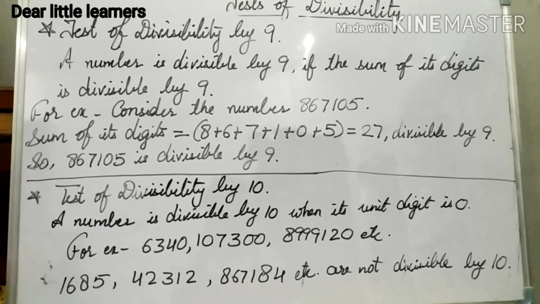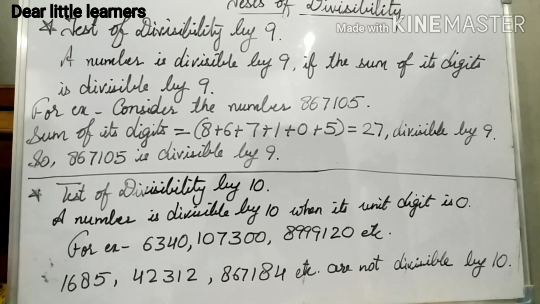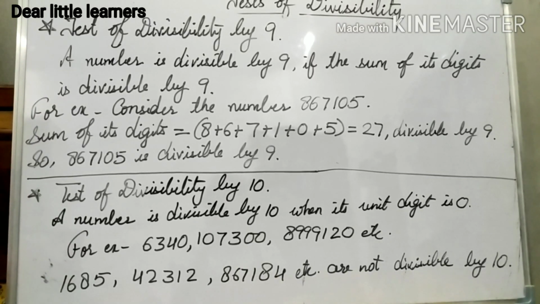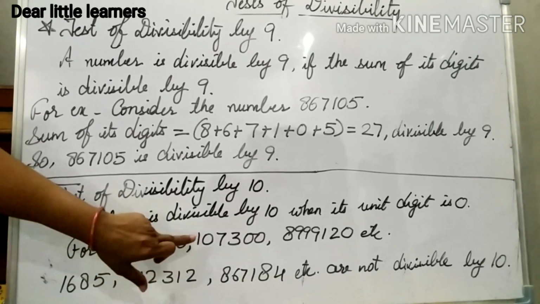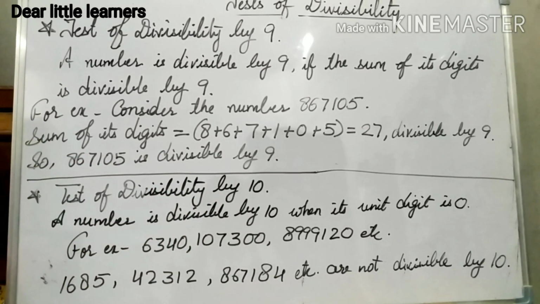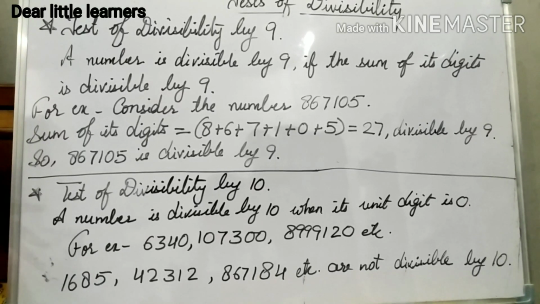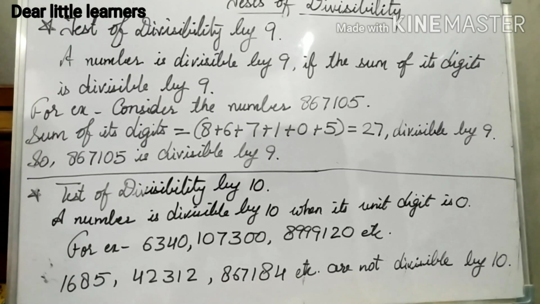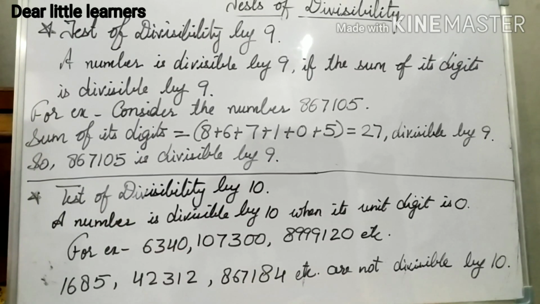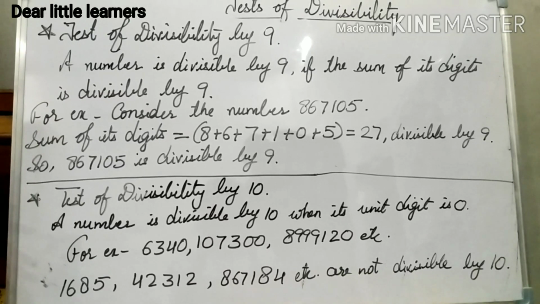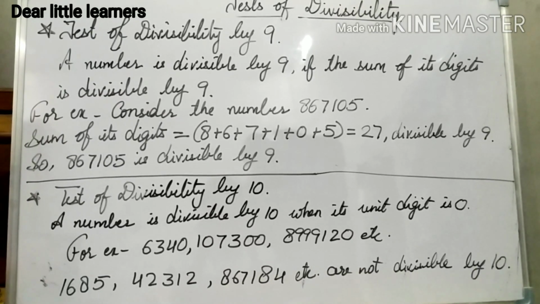Next is the test of divisibility by 10. A number is divisible by 10 when its unit digit is 0. For example, see these numbers. It has 0, and here also 0 at the units place, that means at the ones place. That means it is divisible by 10. Whereas these numbers which have 5, 2, 4 etc. are not divisible by 10 because they don't have 0 at their unit places.